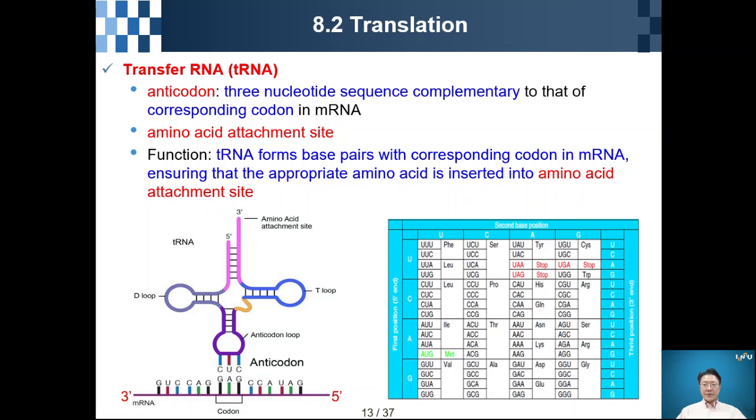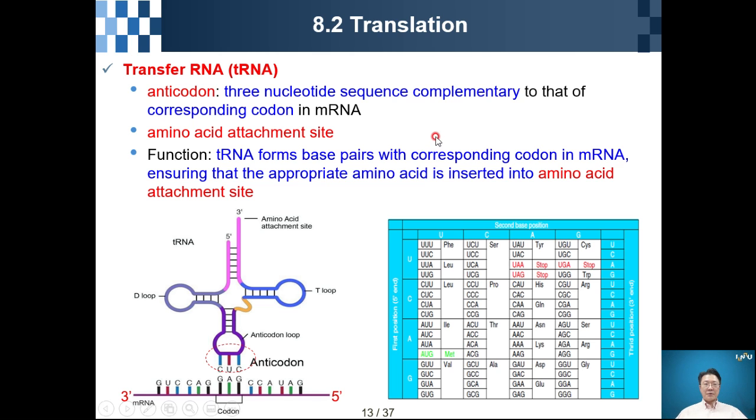Okay. So in this slide, I will explain transfer RNAs, which we call tRNA. This is the tRNA structure. This is the 5' end and this is the 3' end. From the 5' end there is a D loop, and also the anticodon loop, and also the T loop, and finally the amino acid attachment site. Let me explain some important characteristics of tRNA. The first one is the anticodon.